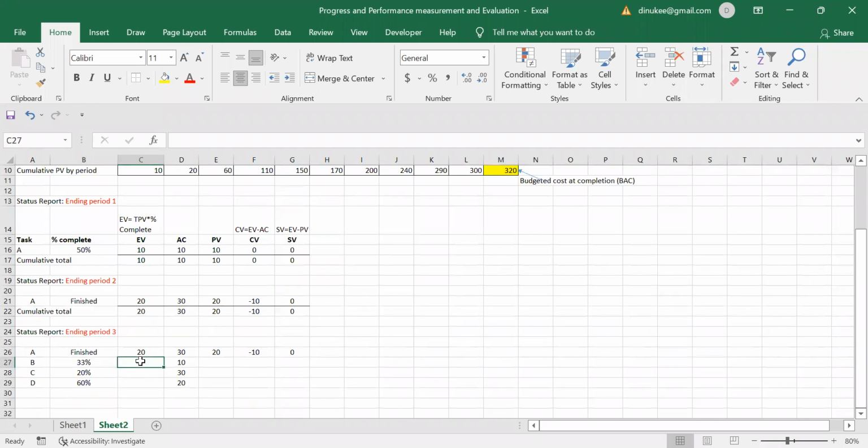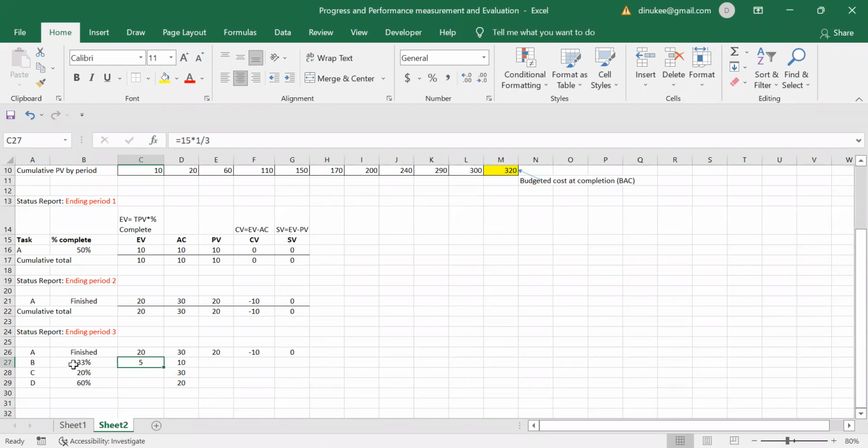So from that 15 you have to take the percentage completed. The percentage completed is 33%. Actually 33% means what? 1/3, right? That means our earned value is going to be 5. Right?